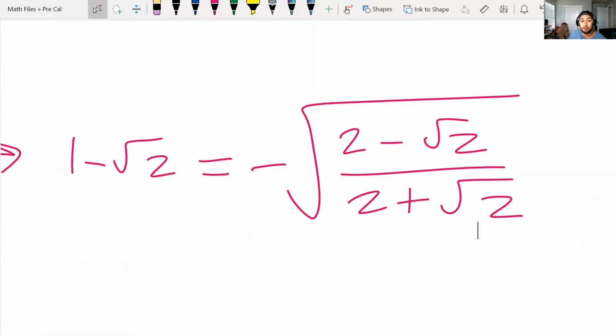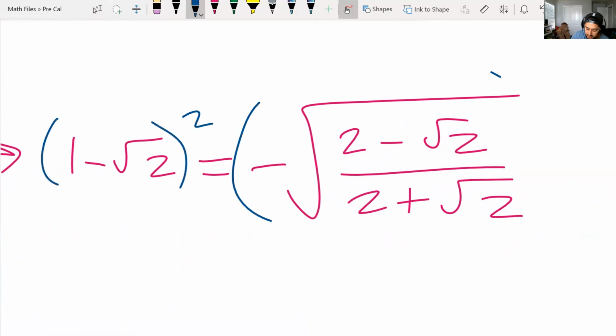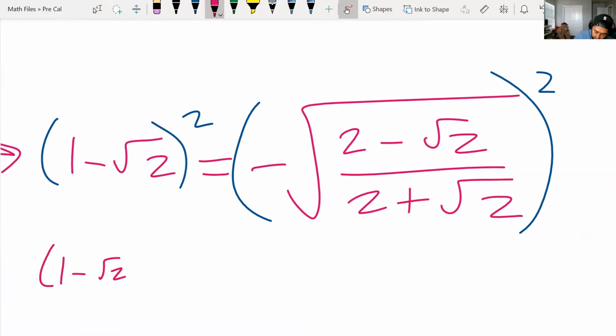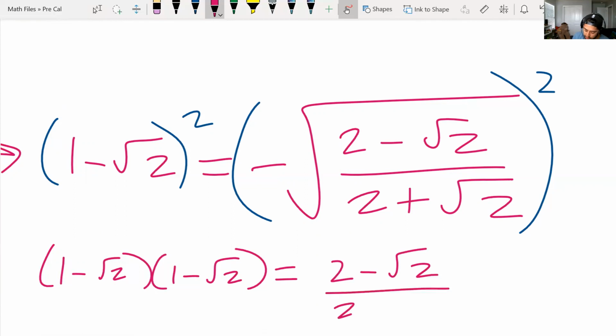So the first thing I'm going to do is get rid of the square root on the right side. So the first step is to square both sides. So you'll get 1 minus square root 2 times 1 minus square root 2, equal to, well, when you square the right side, it becomes positive and the square root is gone. So I get 2 minus square root 2 over 2 plus square root 2.